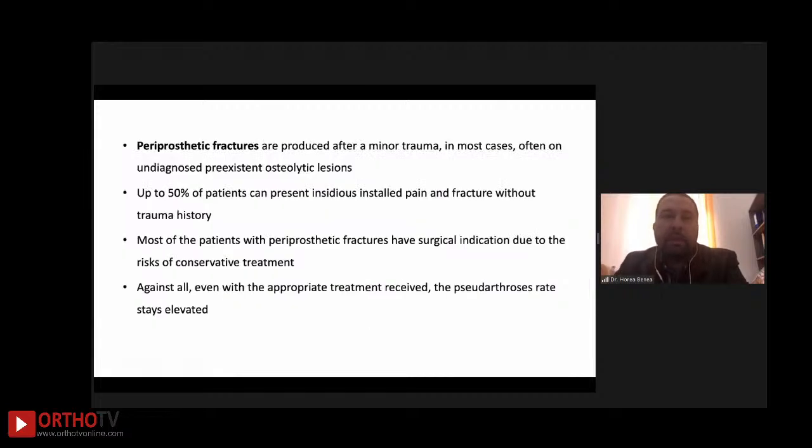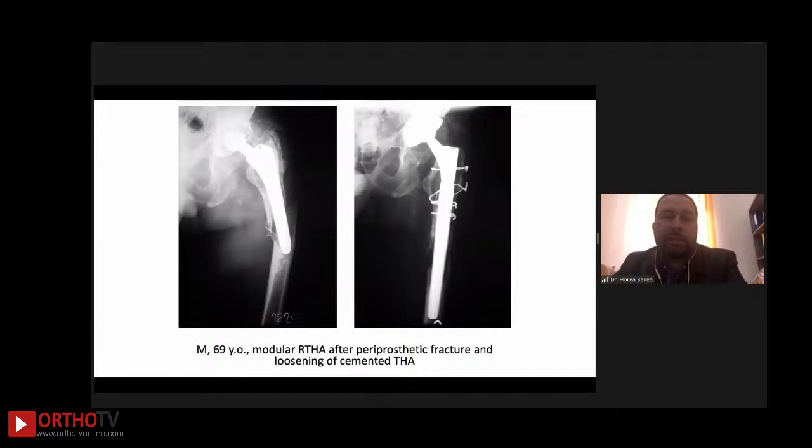Next would be periprosthetic fractures, which are often produced after a minor trauma. They can occur on pre-existent, undiagnosed osteolytic lesions. That is why we are trying to recall all the patients to annual controls in order to detect these osteolytic lesions early. Most of the patients with these fractures have a surgical indication because conservative treatment does not lead to good results. And still, the pseudarthrosis rate is elevated. A few cases regarding this type of pathology.